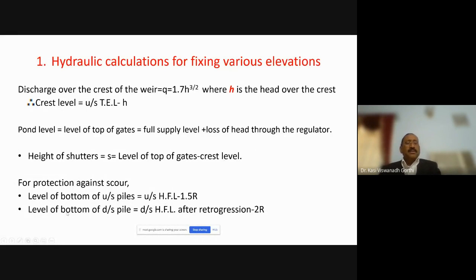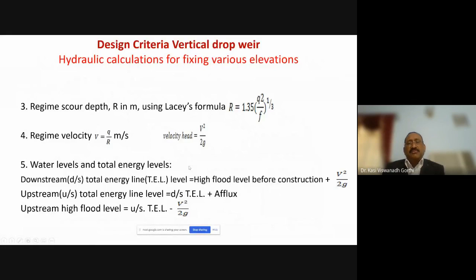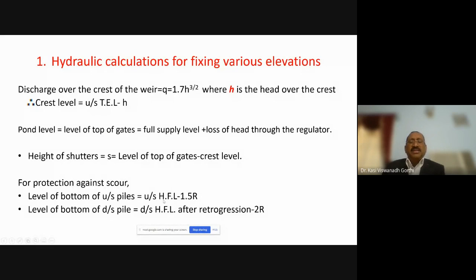So you have a certain protection for the cover also. So the level of the bottom of the upstream piles will be upstream HFL minus 1.5 R. R is already calculated. The scour depth R has been calculated using this equation, 1.35 (q square by F) whole to the power 1/3. Once you know the value of R, upstream HFL minus 1.5 R gives you the level of bottom of the upstream pile. Once you know the bottom of the upstream pile, you can find the depth of the pile also, because the level of the bed is known and the level of the bottom of the upstream pile is known. So you get what is the depth of upstream pile.